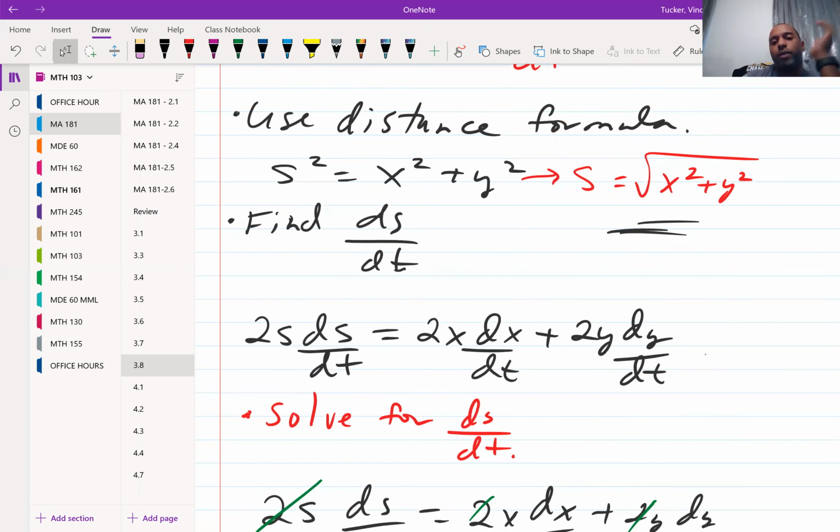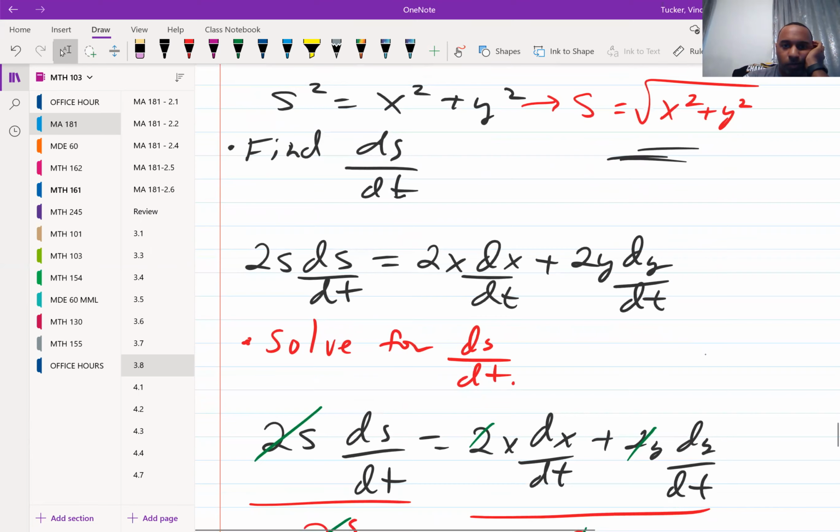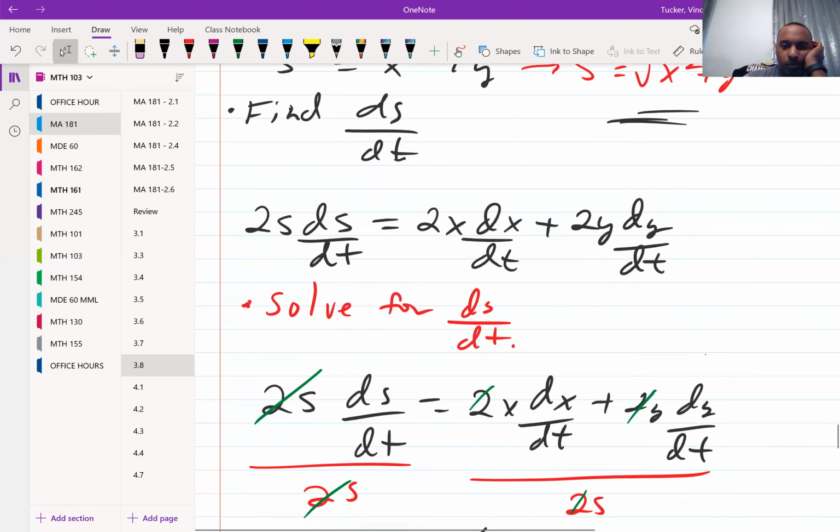So now we can solve for ds/dt. Divide both sides by 2s.